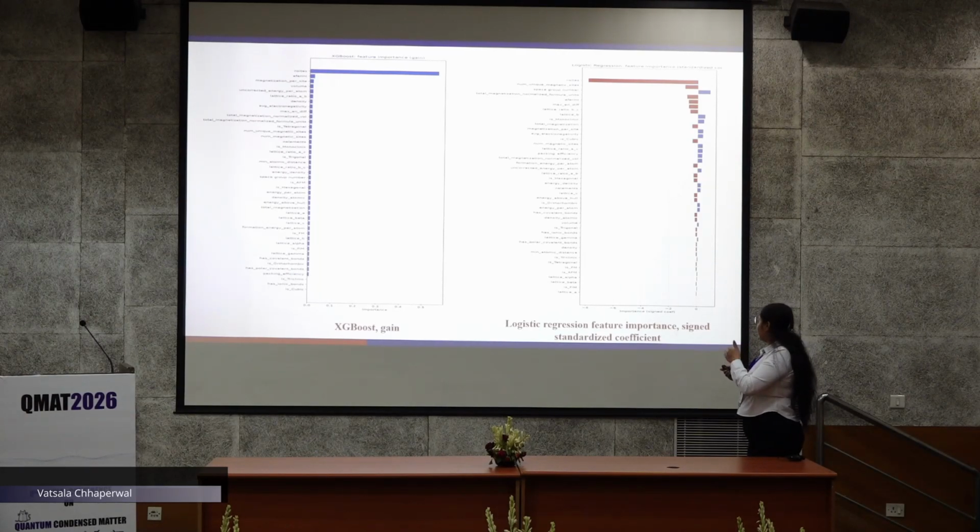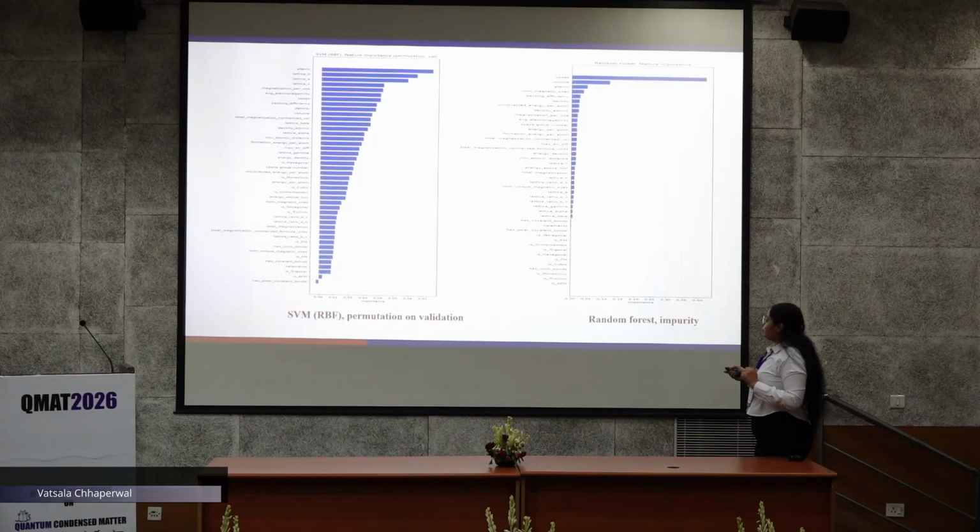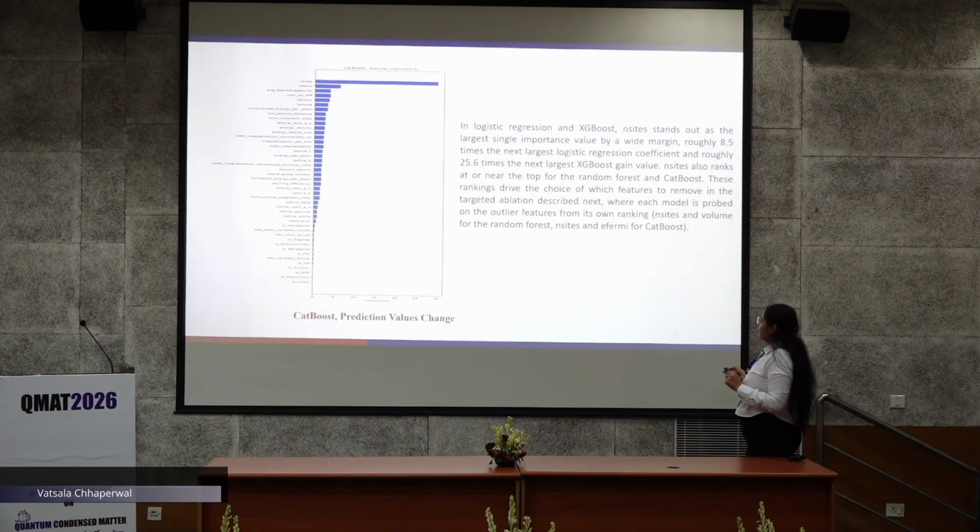got from the model. That is, for logistic, we got the sign standardized coefficients, where we see that the positives are for the higher important features, and those shown in blue, we can treat them as outliers. Whereas in the XGBoost model, the gain was taken for the feature importance. For SVM, it was done on the permutation on validation. And for the random forest, we took impurity as the feature importance, that was the Gini impurity. And for the CatBoost, we saw the prediction value changes.